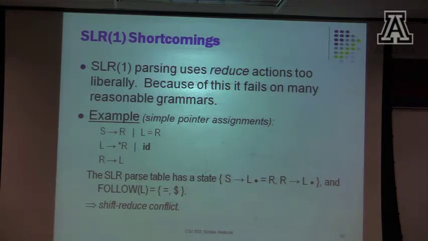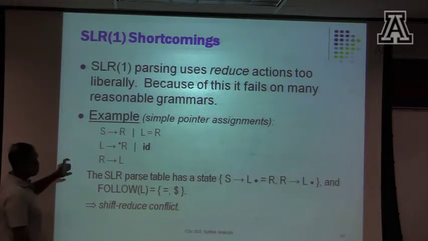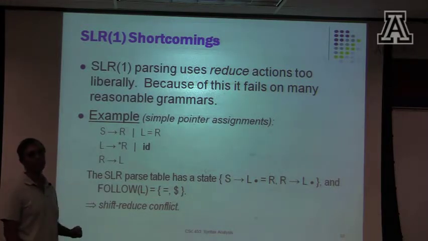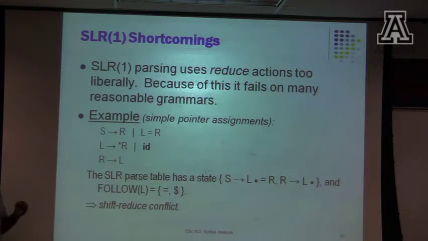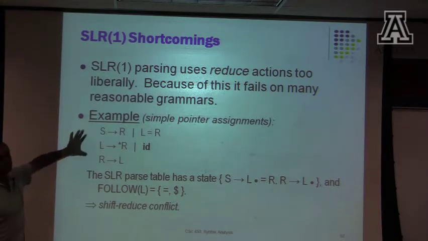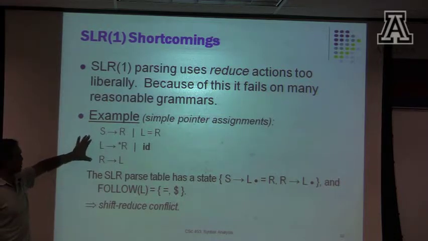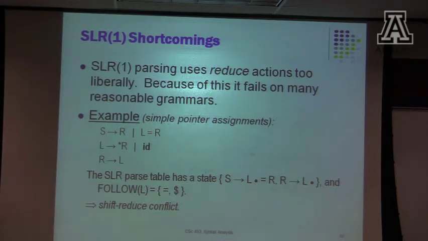But it turns out that there are, in fact, many reasonable grammars for which SLR1 is not good enough. Okay? And by not good enough, I mean that when I construct the parse table, there will be conflicts in the table. Part of the reason for this is that SLR1 is much too generous with reduce actions. It goes and throws in a reduce action for everything that's in the follow of each non-terminal. Okay, and that can be too much. And here's a simple grammar. We could work through the example for this, but this is a simple enough one that I would suggest going off and doing it on your own.